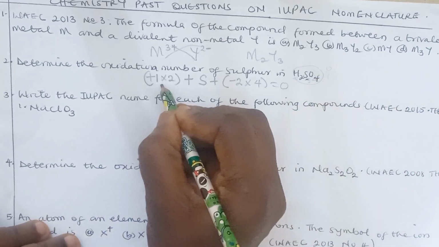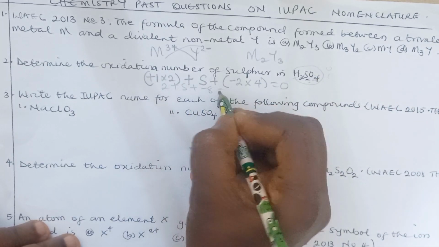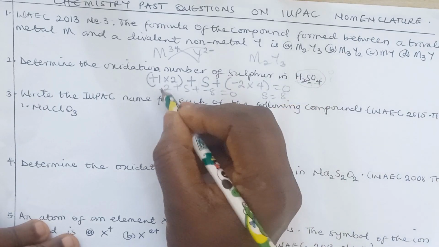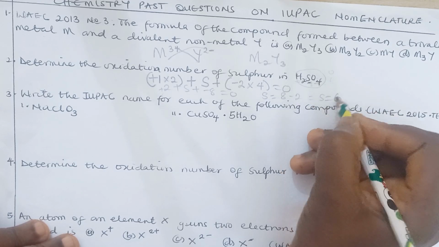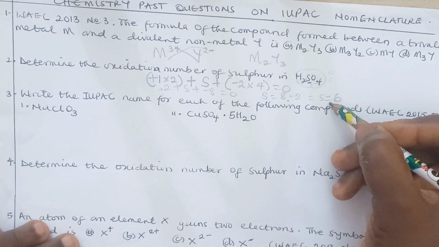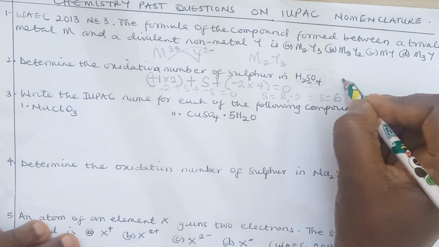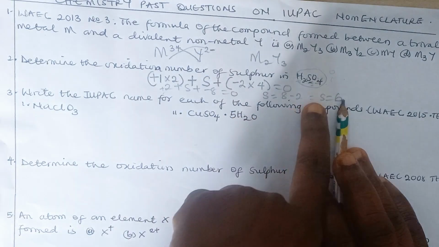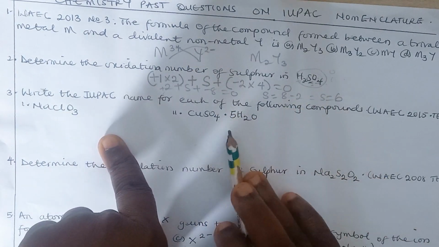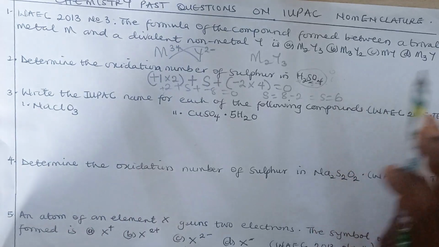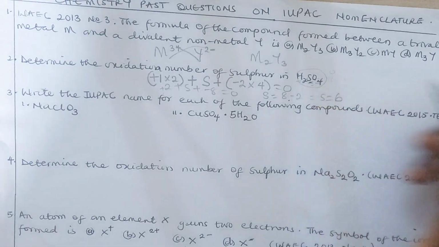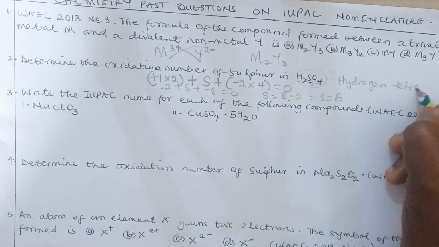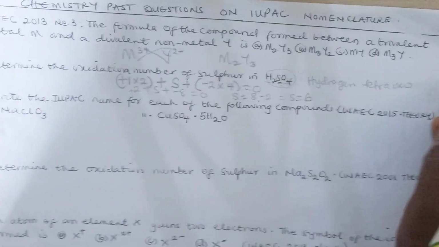It's neutral. So working this out, we have 2 plus sulfur plus -8 equals 0. So we have S on this side, 8 on the other side, with the +2 going to the other side, we have S as 6. So if the oxidation number of sulfur is 6 here, the name of this compound is... Before we treat the next question, let's quickly name this compound after getting the oxidation number. The name is actually hydrogen tetraoxosulfate.